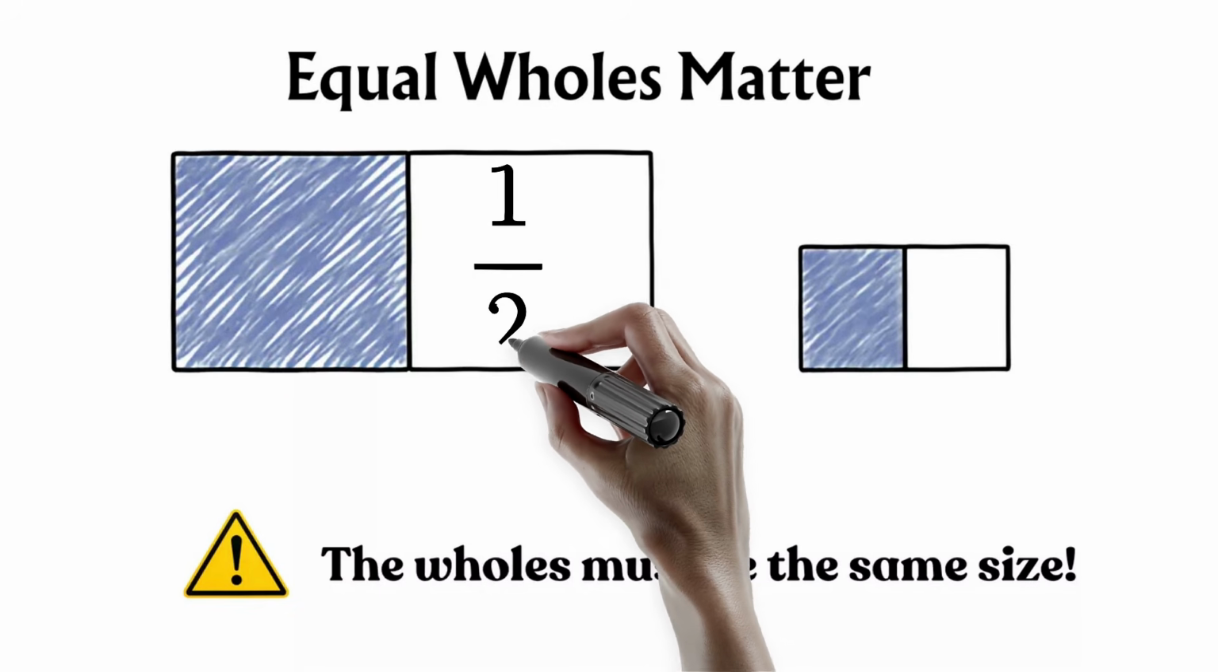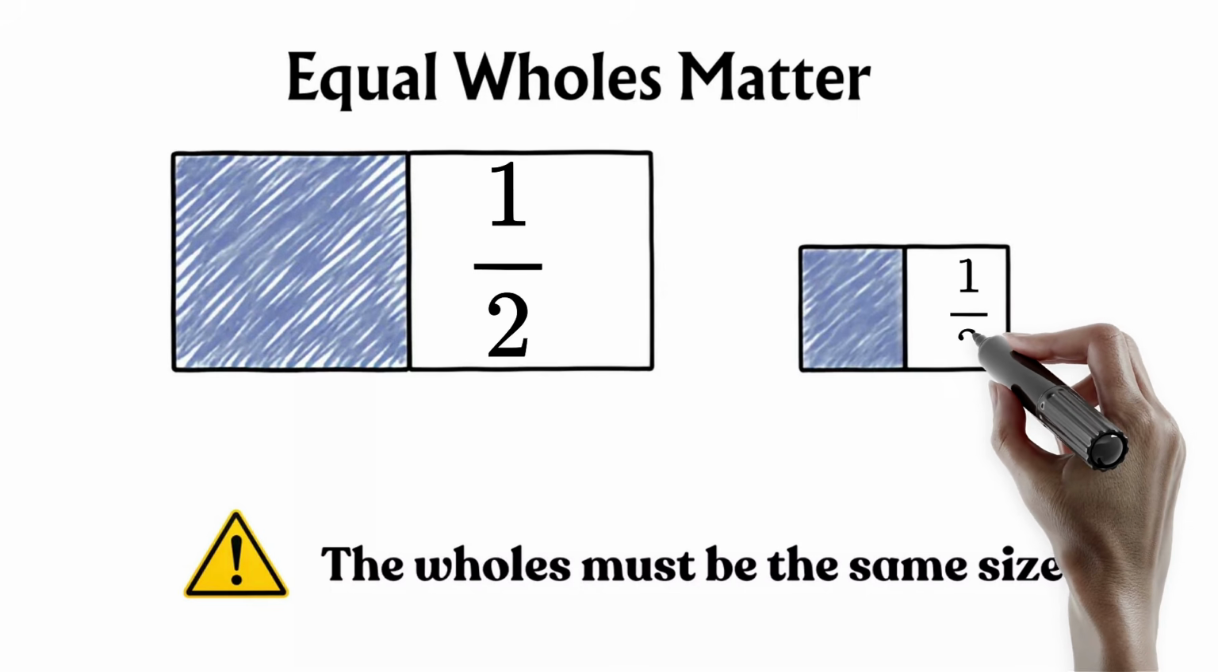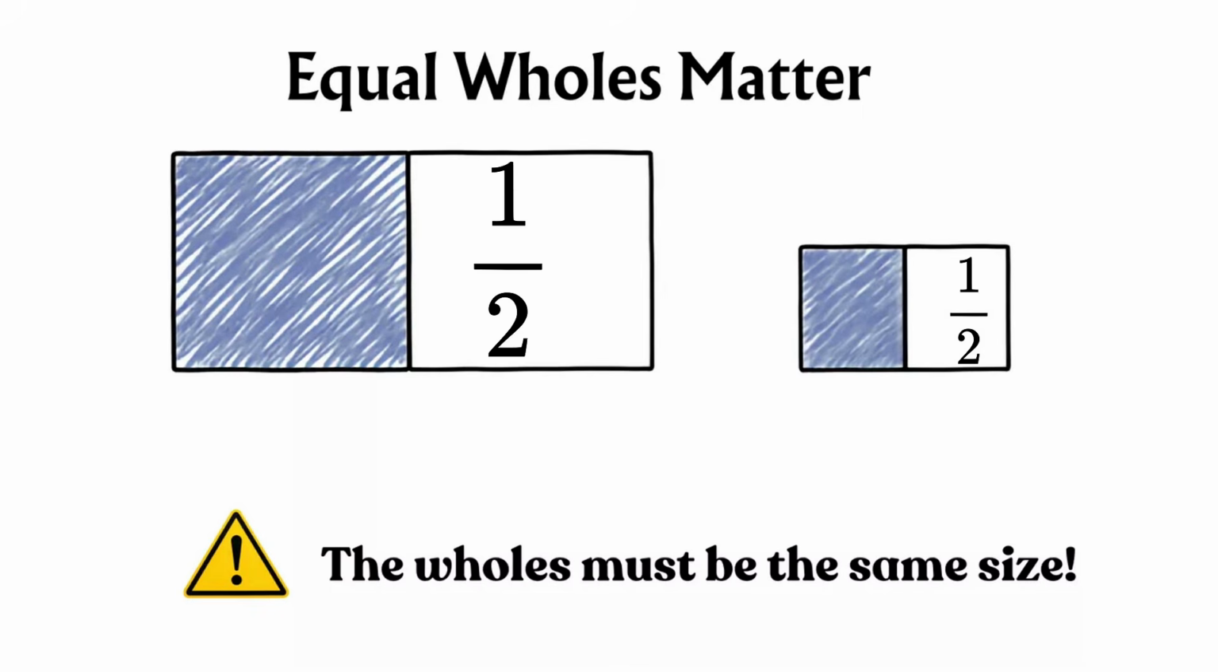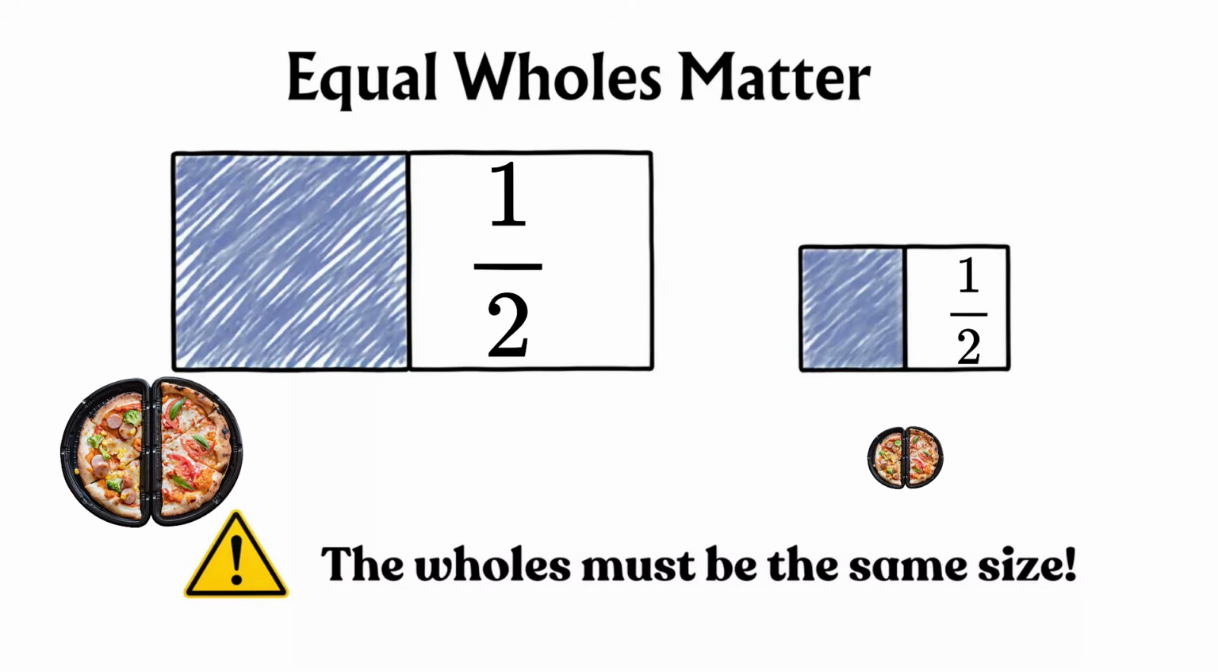1/2 of a large pizza is not the same amount of food as 1/2 of a tiny pizza. They're both called 1/2, but the actual amounts are different because the wholes are different sizes. When we use models to compare equivalent fractions, we need to begin with equal-sized wholes.